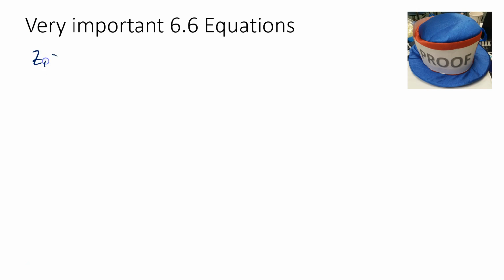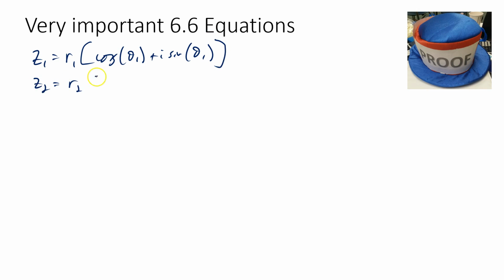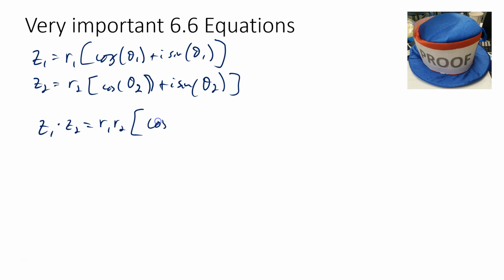So if you have z1, I've written this before, but I'll do it again, it is r1 cosine theta 1 plus i sine theta 1. And z2 is r2 times cosine of theta 2 plus i sine of theta 2. Then the formula we just came up with is z1 times z2 is going to be r1 r2 cosine of theta 1 plus theta 2 plus i sine of theta 1 plus theta 2. So you just add.